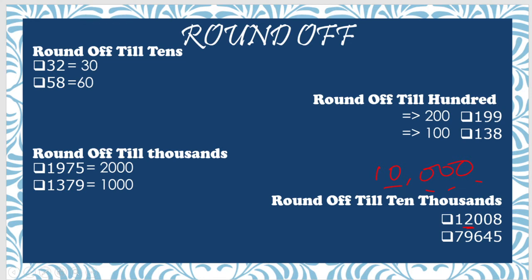How many zeros are there? There are 4 zeros, so you have to look at the 4th place. Look at the 4th place and change the 5th place. If it is smaller than 25, then you have to change this into 0. You don't have to change the previous 5th place.